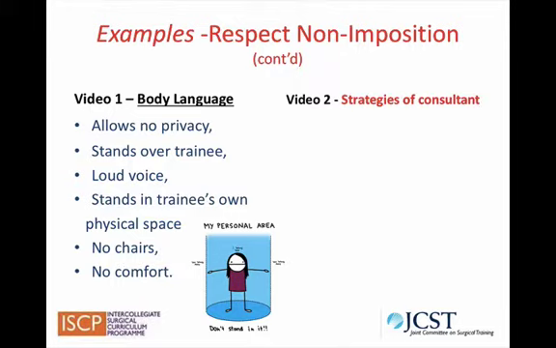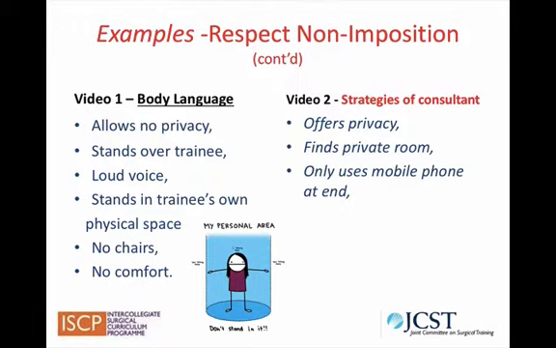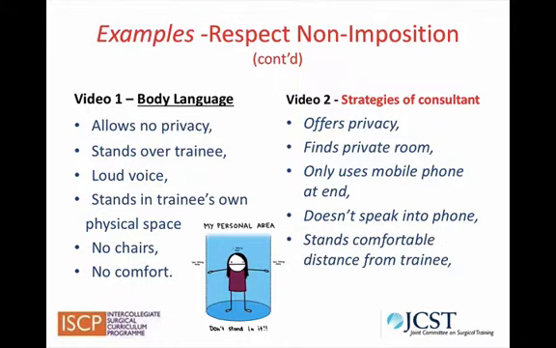By contrast, in video 2, the consultant offers so much. A private room to chat, not speaking into his phone during discussions, instead giving the trainee adequate personal space, time to reflect, and a chance to explain. He also gives him a chair and some coffee. By doing so, the consultant creates a relaxed atmosphere, which is all good for learning.